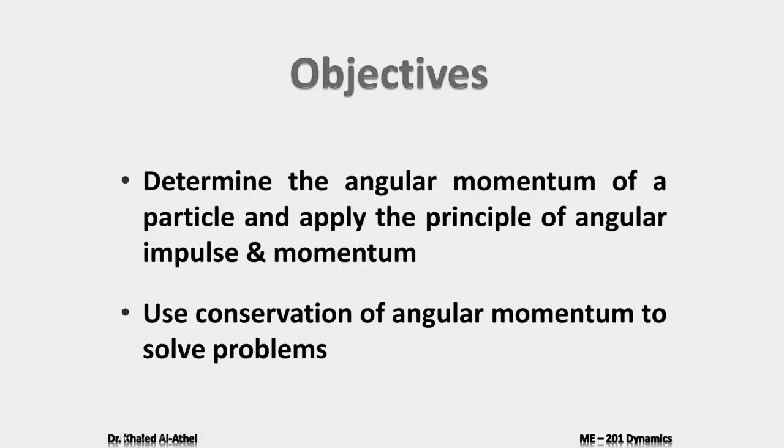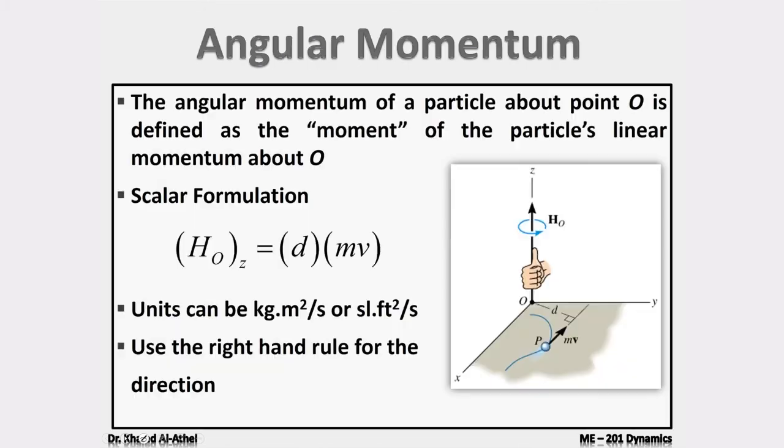So, the objectives are first to determine the angular momentum of a particle. What do we mean by angular momentum and how can I find it? And then we are going to apply the principle of angular impulse and momentum. Also, we are going to use conservation of angular momentum to solve different problems.